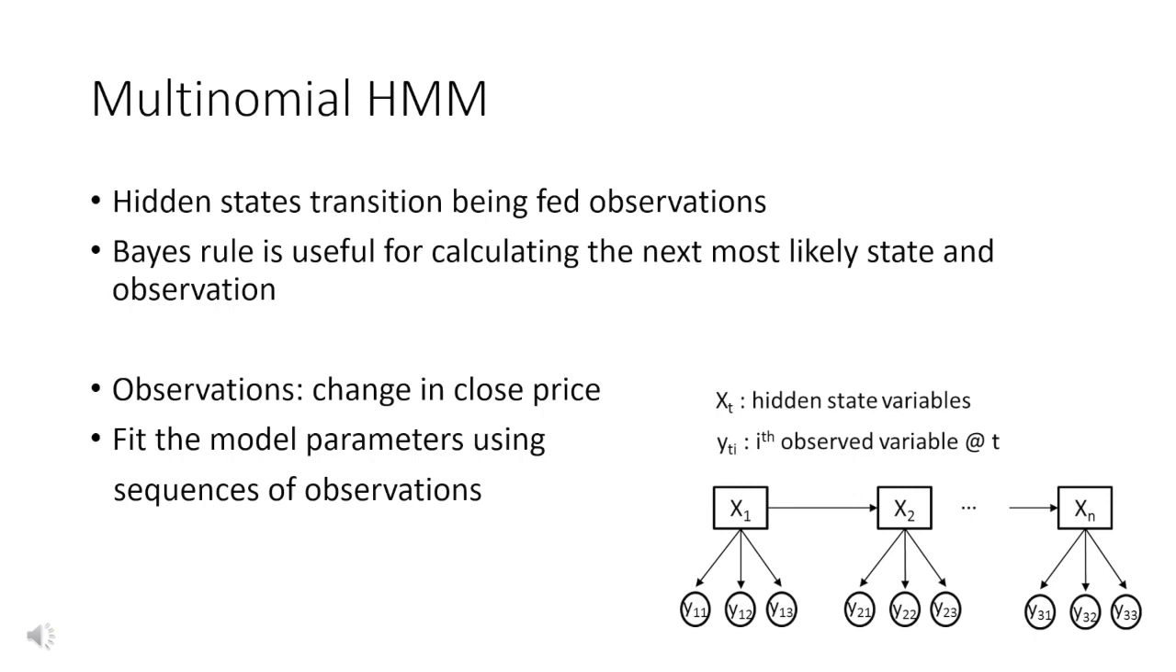And so I used a model with one-dimensional observation, which was the price change calculated as a day's close price minus the close price from the day before. So turning that into a binary, my observation was either increasing or decreasing, with 1 meaning increasing and 0 meaning decreasing stock price. And this model is fitted using sequences of observations.